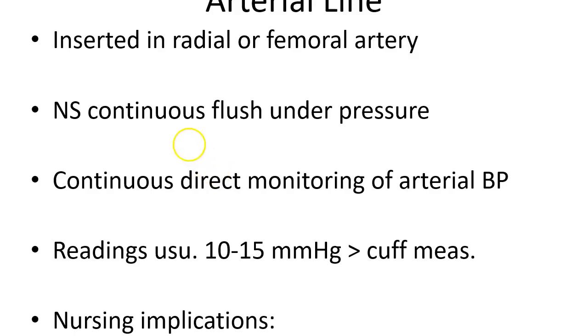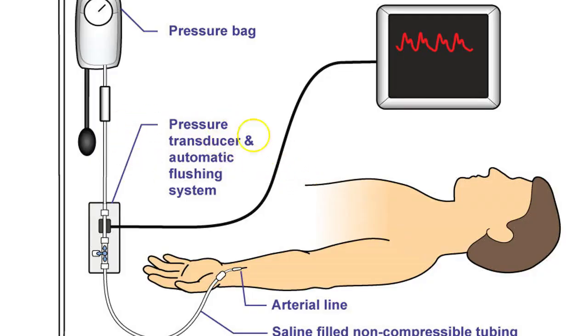Now, it's a normal saline continuous flush under pressure. And the reason is basically we've got an IV, a catheter, in an artery instead of a vein. So arteries pump stronger, and so there's more of a potential for backflow of blood through that IV line. So we put the normal saline in a pressure bag so that it's always positively flowing towards the patient and reduces the possibility of it backing up. That goes through a transducer, which gives you some readings on a monitor, and that is all you really need to know about arterial lines.